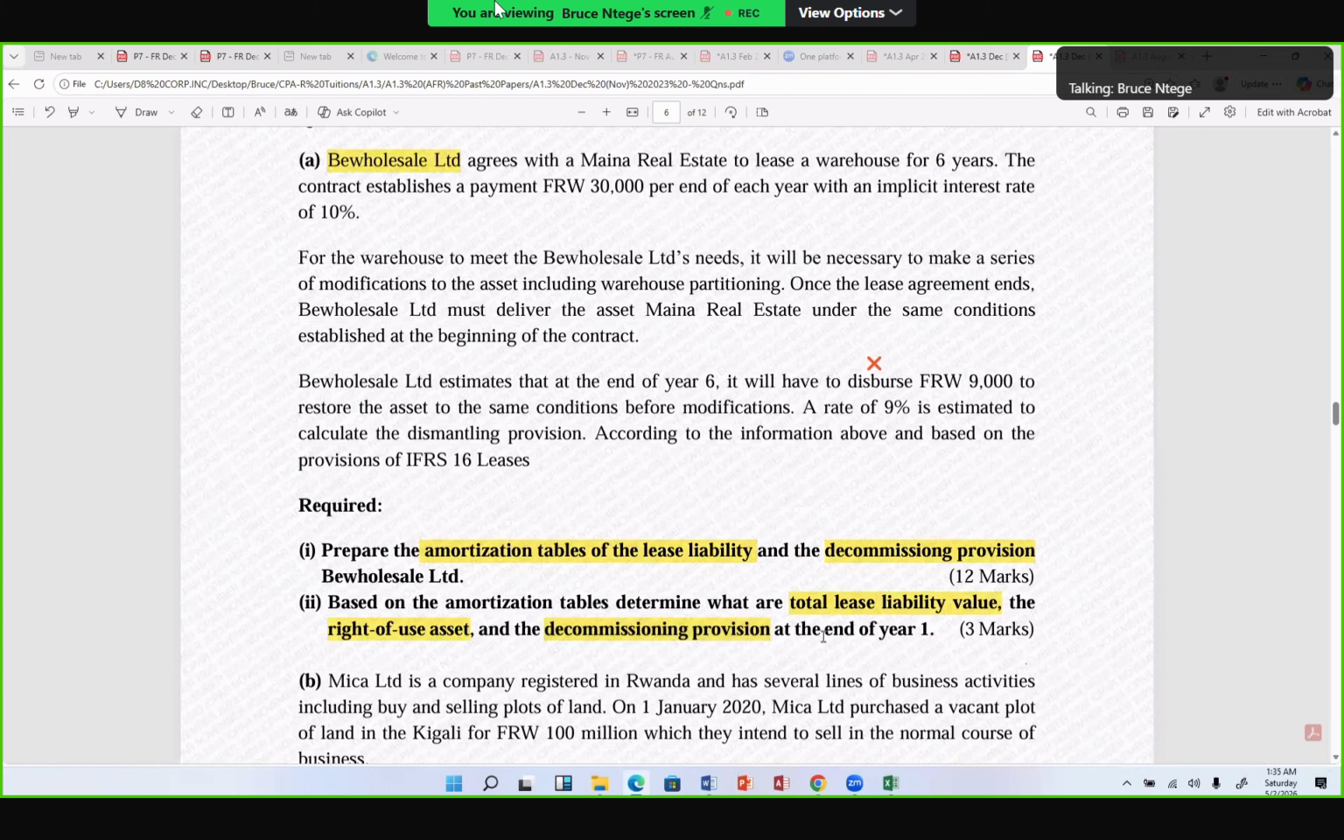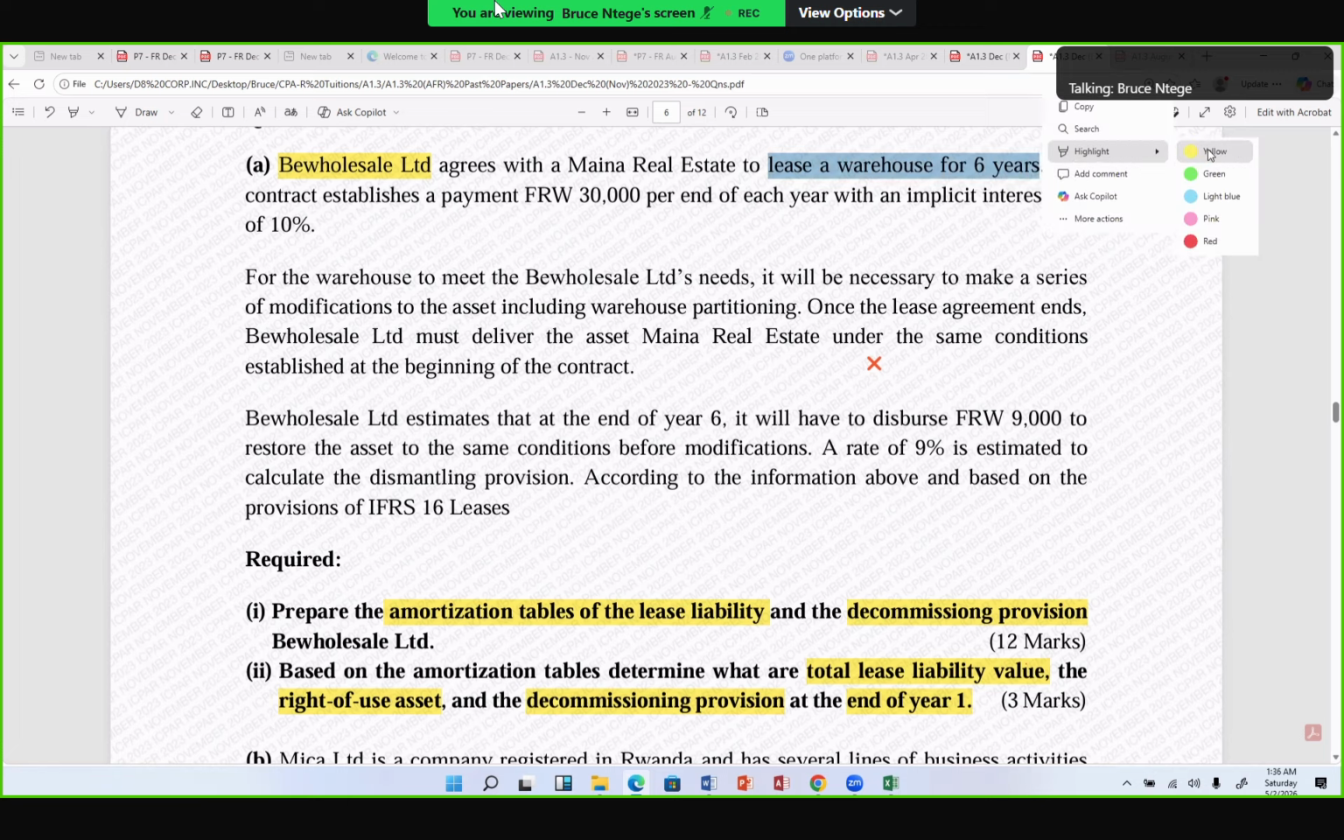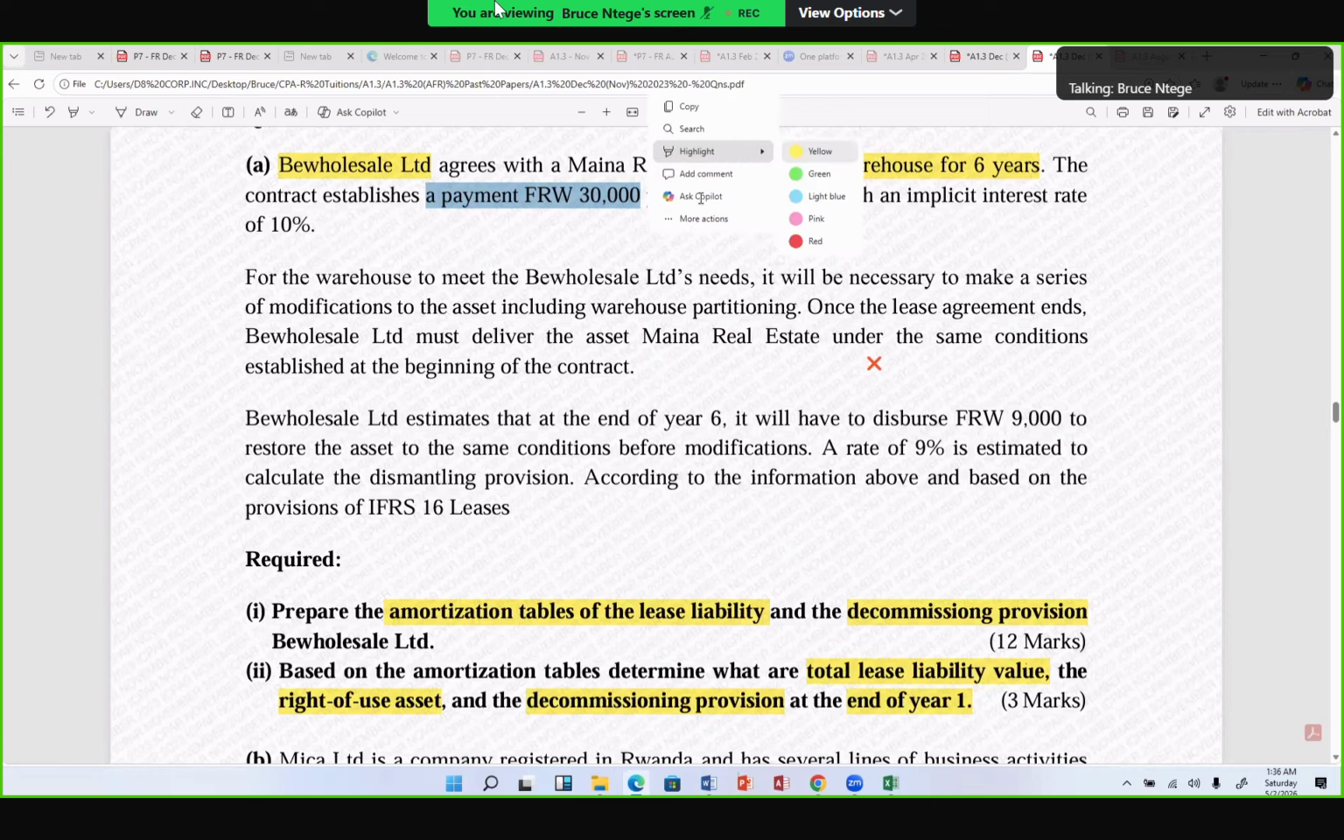Let me make it bigger. They're telling me that this company agrees with another company, Maina Real Estate, to lease a warehouse for 6 years. So the identified, specific asset is a warehouse. The lease period is 6 years. The contract establishes a payment of 30,000 francs every year, at the end of the year. That word, end, means that it's payment in arrears.